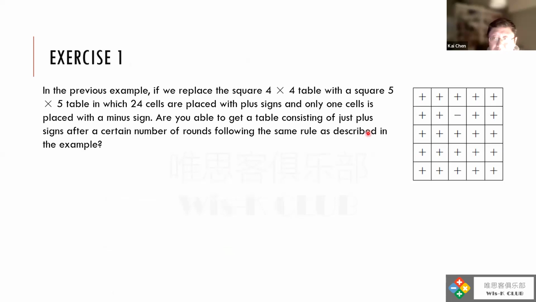Now we have an exercise. So instead of a 4 by 4 table, in this case we have a 5 by 5 table, and it's also still 1 minus sign, but all the 24 cells are placed with plus sign. The same rule, if you select one column or one row, you can change all the signs. And how to prove it is possible or not possible? Who has tried this before? Okay, so you can just type in the chat if you get yes or no. Yes means that you found the proof. No means that I didn't find it.